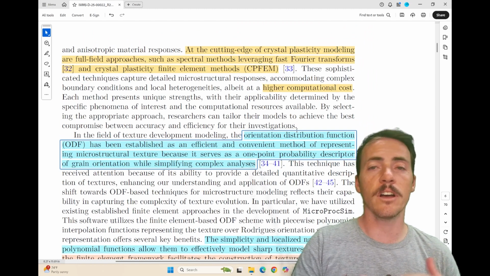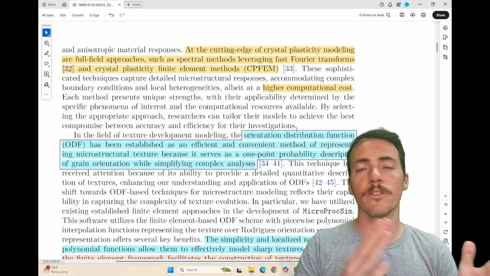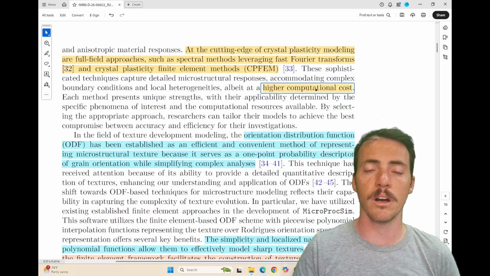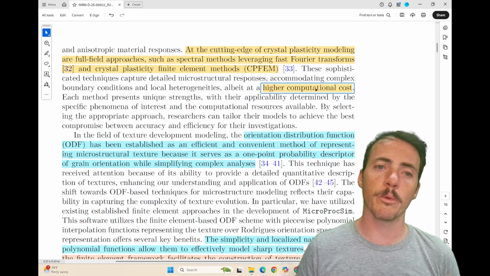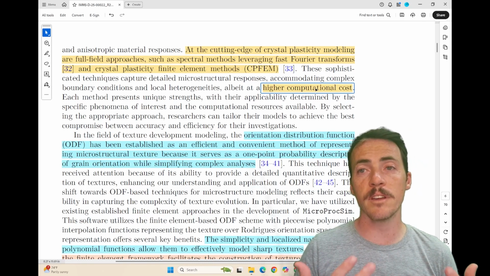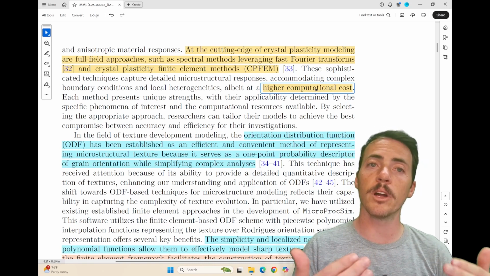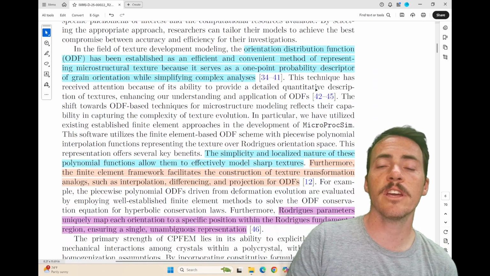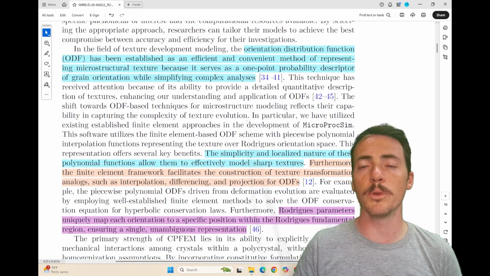Now it's awesome. They point out that there's this range of different tools available, but the best ones still come at a high computational cost. So what the authors have built here with MicroProcSim is a tool they're aiming to be competitive with some of these high fidelity simulations at a much lower computational cost. How are they going to do that? Well, they're going to take advantage of the orientation distribution function.